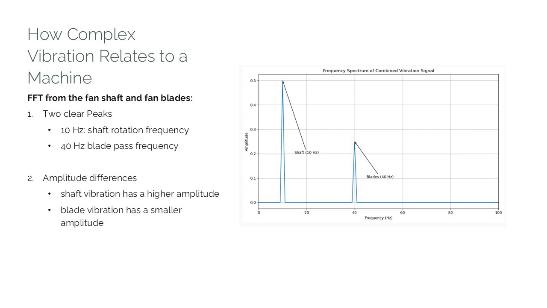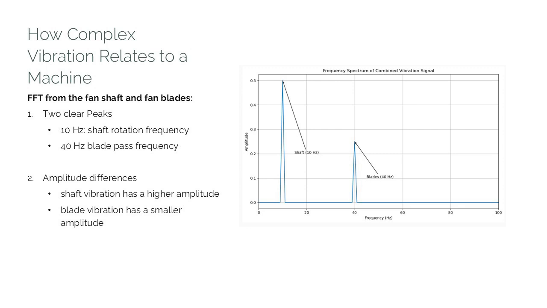Number 2, amplitude differences. The shaft vibration has a higher amplitude because it's a stronger, more dominant motion. The blade vibration has a smaller amplitude, but it's still clearly visible in the spectrum.